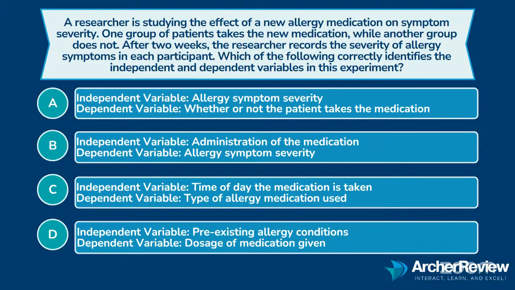C, independent variable, time of day the medication was taken. Dependent variable, type of allergy medication used. D, independent variable, pre-existing allergy conditions, or dependent variable, dosage of medication given.